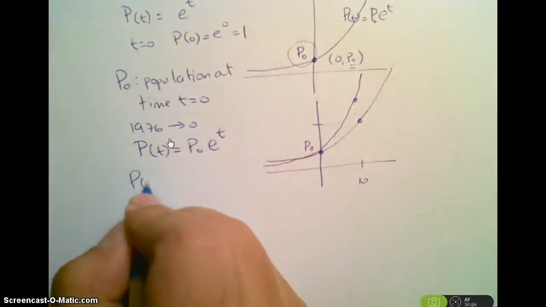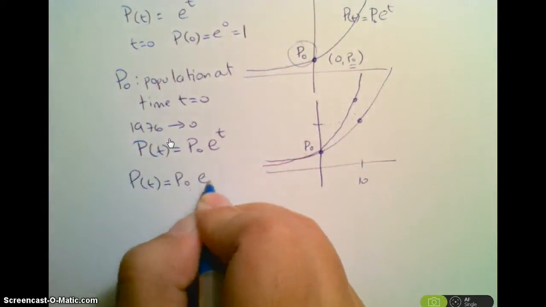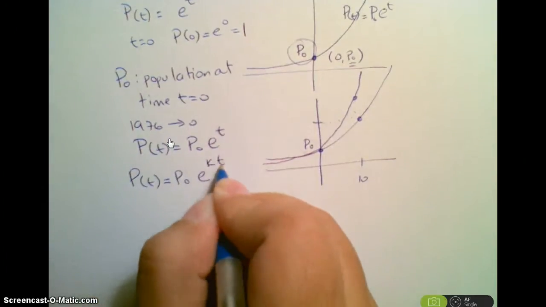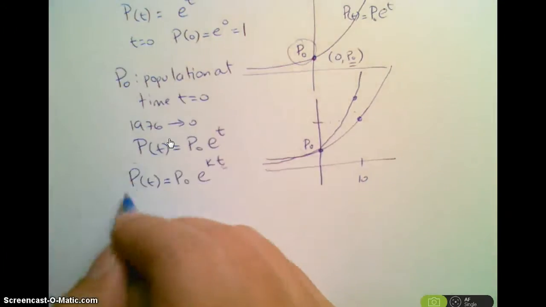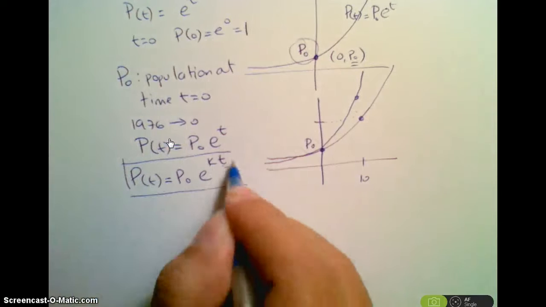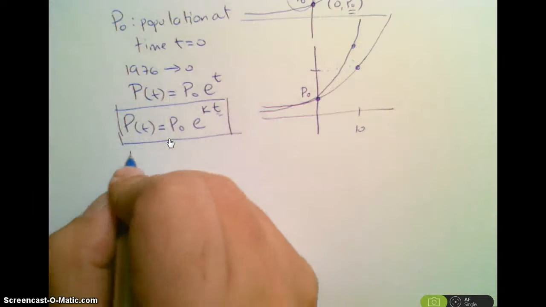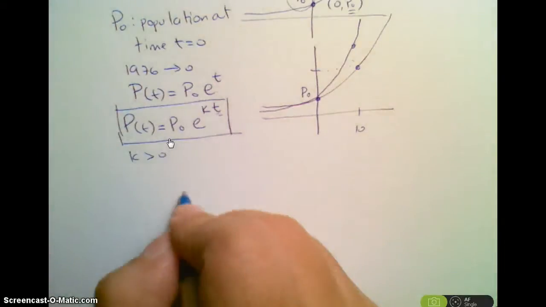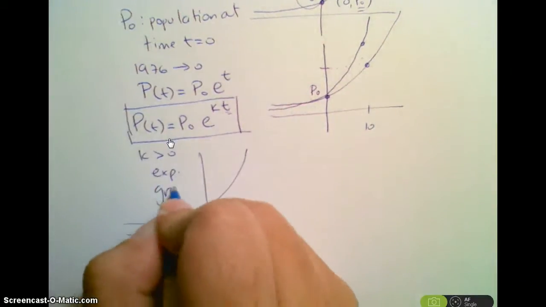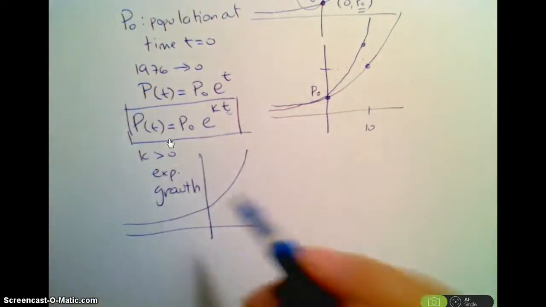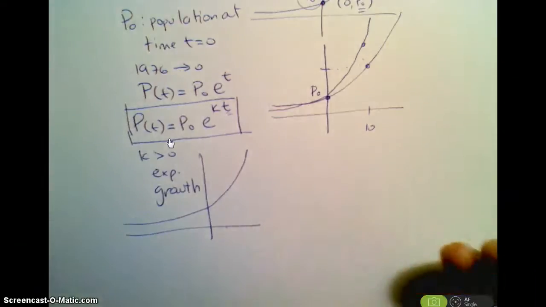So in that case, for a horizontal dilation, I'm going to have some number k multiplying my independent variable, as you know from transformations. So this is the general function that we're going to use for population. Now it could be that k is positive, and in that case we're talking about exponential growth. Okay, the population is growing by 12%, so more people as time goes by.